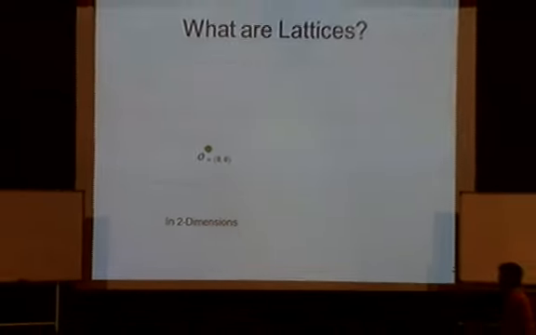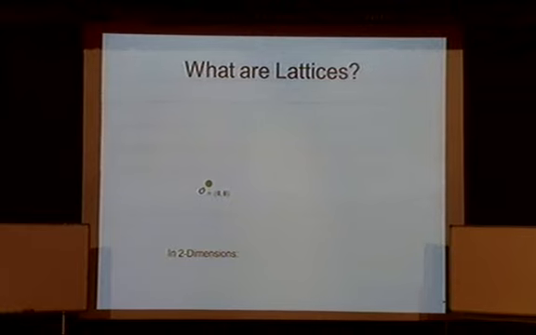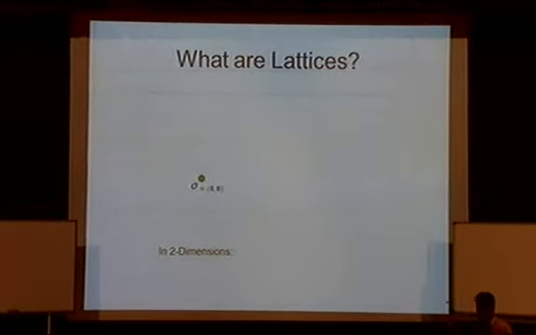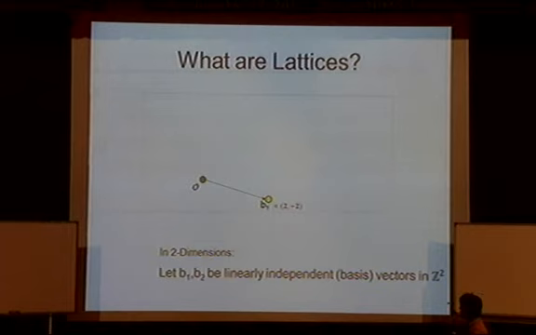Okay, what are lattices? Well, how do you construct a lattice? Let's look at 2-dimensional space. This green point there is the origin, (0, 0). I pick 2 linearly independent vectors with integer coordinates. Call them b1 and b2. b1 is (2, -2) here, and b2 is (3, -1). And I construct all linear combinations of b1 and b2 with integer coefficients.